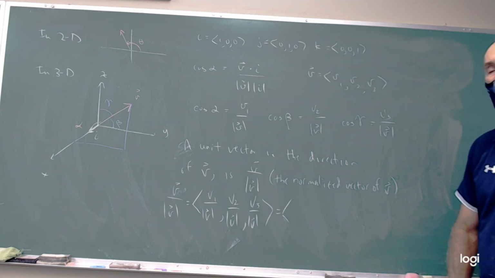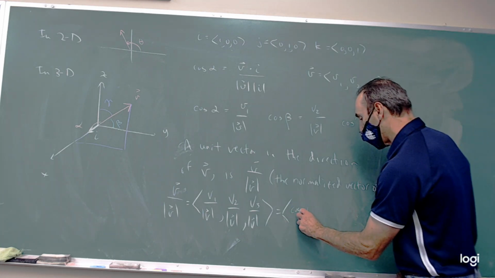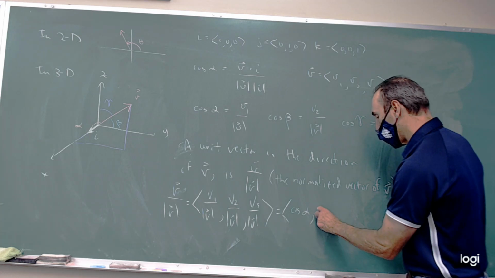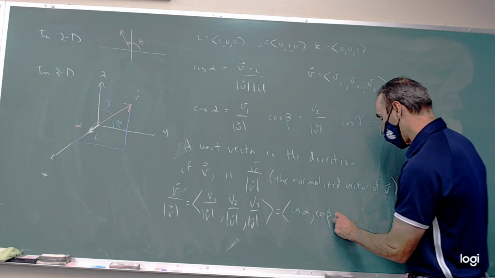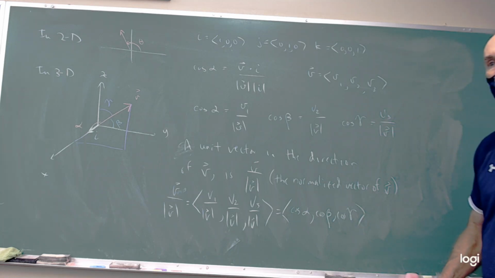What we just said, so that's just the cosine of alpha, comma, cosine of beta, cosine of gamma. Isn't that crazy?